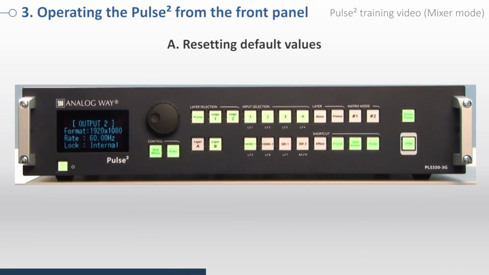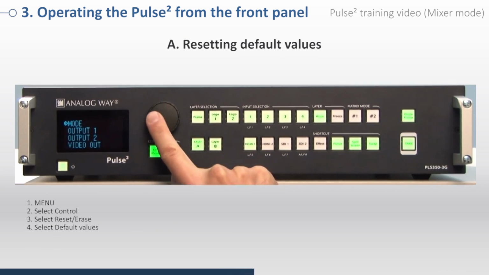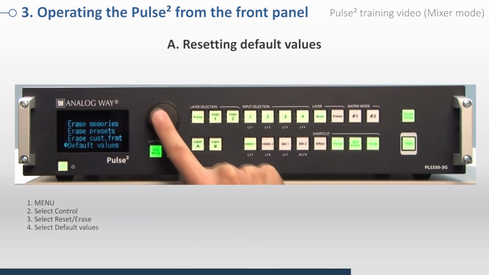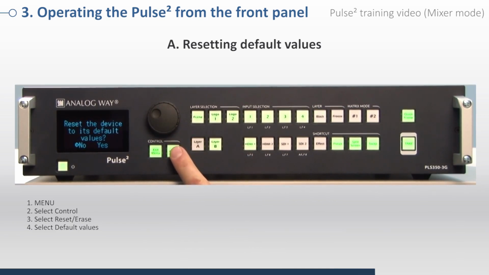Resetting default values. To reset default values, press the Exit menu button and select Control in the menu by rotating the corresponding knob. Then press the Enter button to enter the Reset Erase submenu. Select Default Values by rotating the scroll knob and press the Enter button to enter your choice to restart your Pulse² with its factory settings. This operation should take approximately 30 seconds.